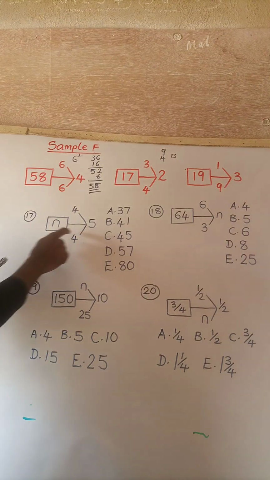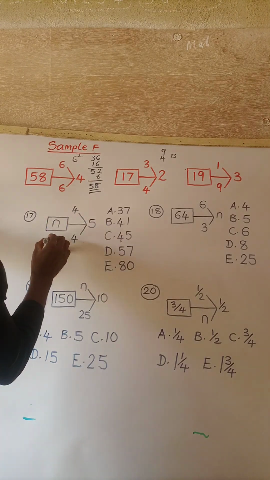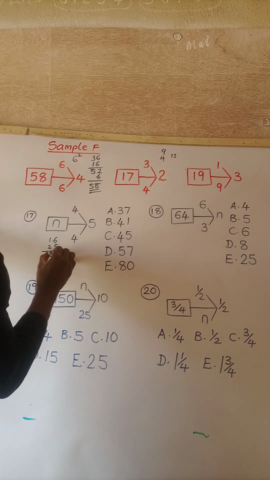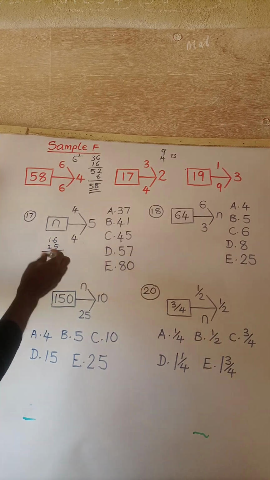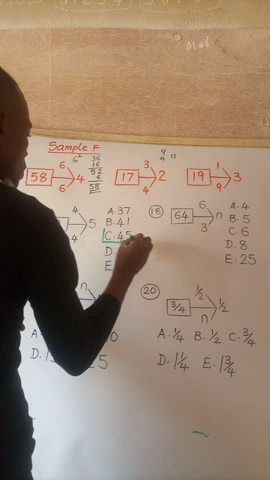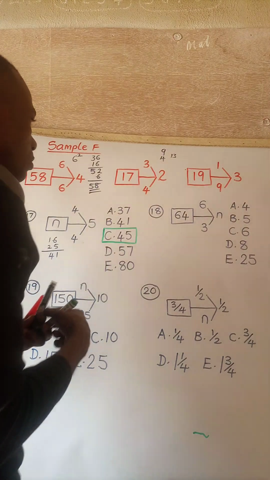So in this question number 17, what we are going to do now is this. 4 times 4 will give us 16. 5 times 5 will give us 25. So when you add it together, it will give us 41. 41 plus 4, it will give us what? 45. So answer to question number 17 is what? 45.